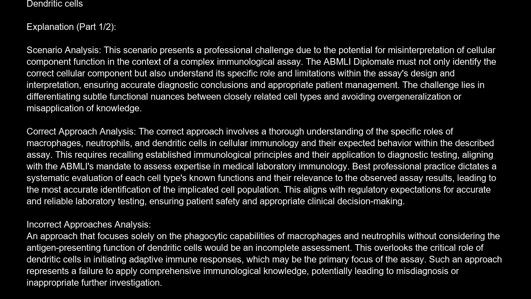in medical laboratory immunology. Best professional practice dictates a systematic evaluation of each cell type's known functions and their relevance to the observed assay results, leading to the most accurate identification of the implicated cell population. This aligns with regulatory expectations for accurate and reliable laboratory testing, ensuring patient safety and appropriate clinical decision-making.